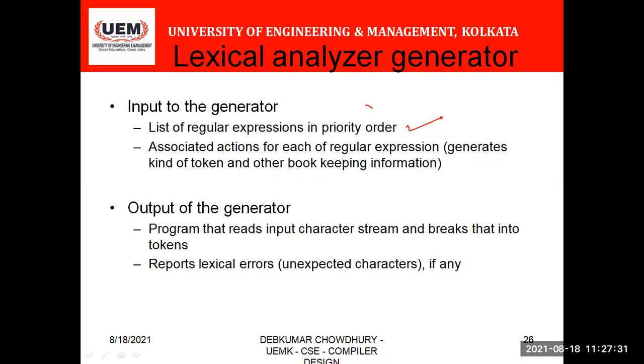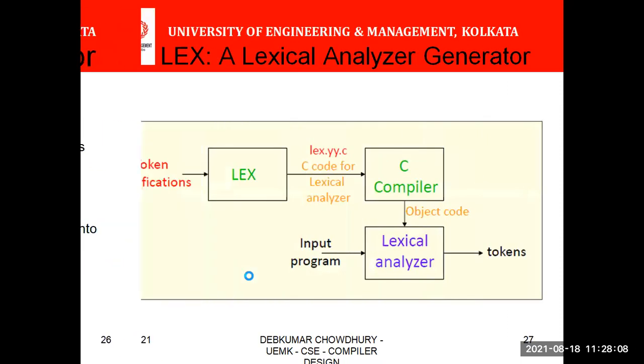What will be the output of the lexical generator? A program that reads input character strings and breaks them into tokens is basically the output of the lexical generator. Reports, suppose we find any unexpected characters or any missing characters. Say for example, C is equal to A plus B. We found that there is a semicolon missing in this particular line. So naturally we found that there is a syntactical error, and the reports will be generated. So this will be the output.